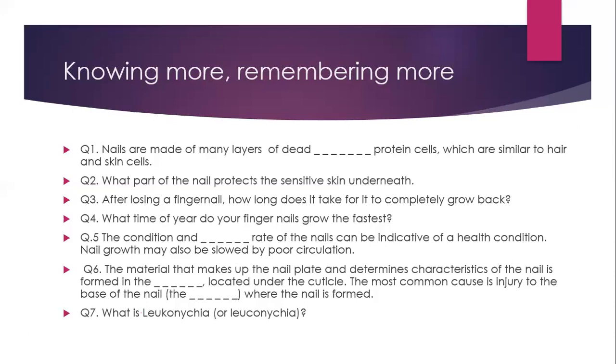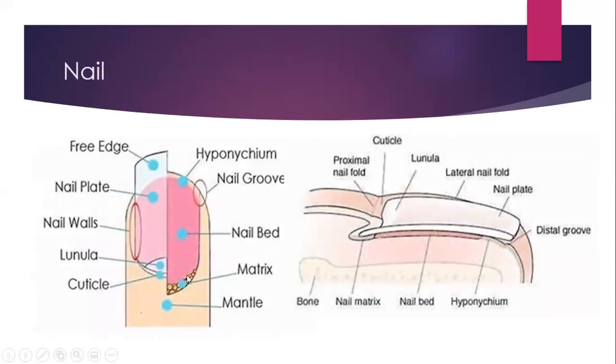So what do we have? Matrix, mantle, no. Lunula, no. This is something that has the instructions to make the nail. Matrix? Correct. Under the cuticle. So if we go back, you can see that's our cuticle here, isn't it? And then our matrix is located underneath. Underneath, yeah.